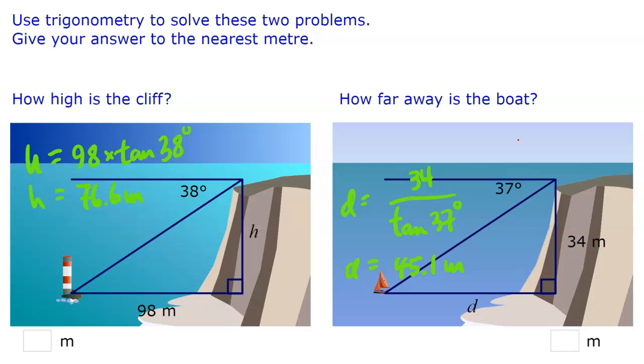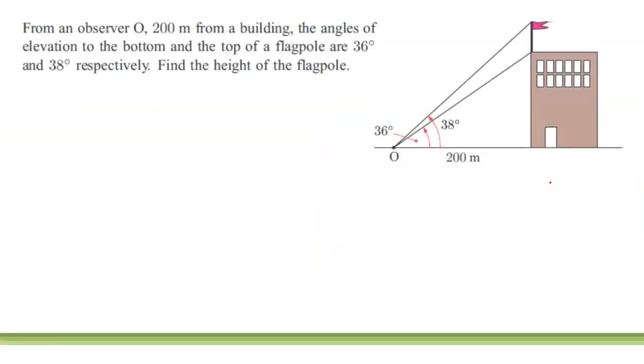Okay, here you go. I got the height of the cliff being 76.6 meters, and I've got the distance from the cliff in the second scenario with the boat as being 45.1. If you're not sure how I did that, you can see what I've written there in green, or you can ask me. Okay, now here's one where it's a bit more intriguing.